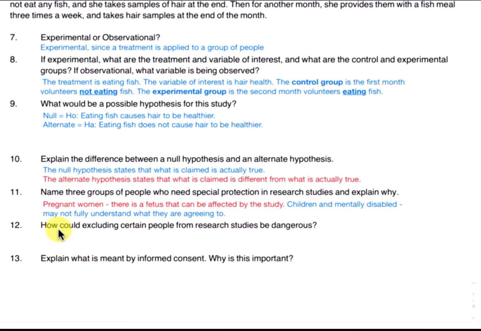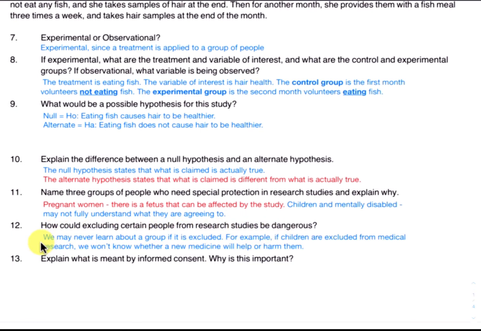Number 12, how could excluding certain people from research studies be dangerous? We may never learn about a group if it is excluded. For example, if children are excluded from medical research, we won't know whether a new medicine will help or harm them.